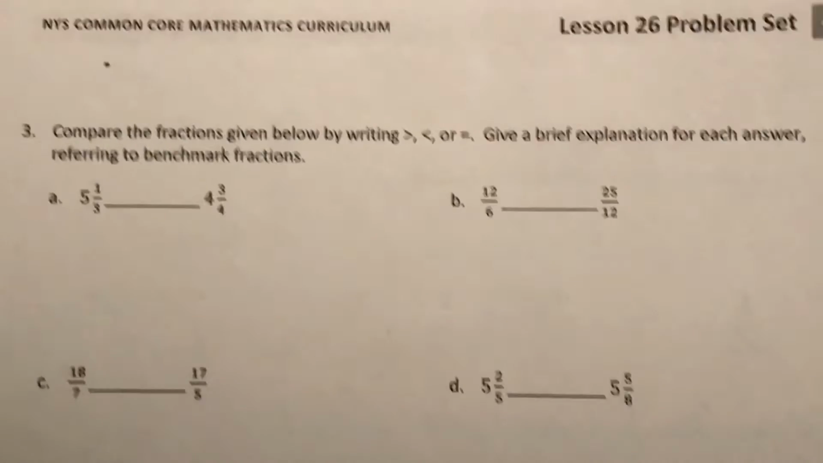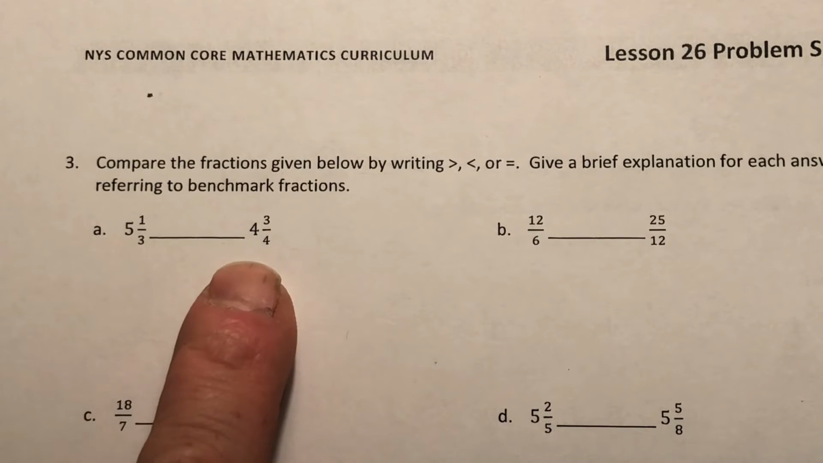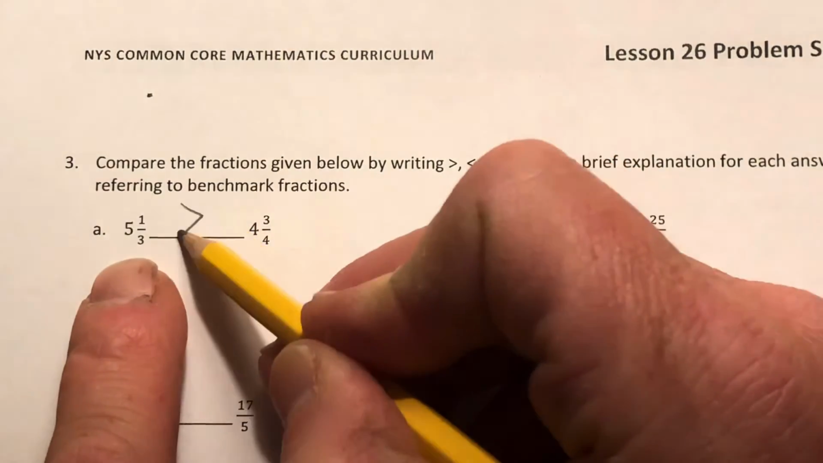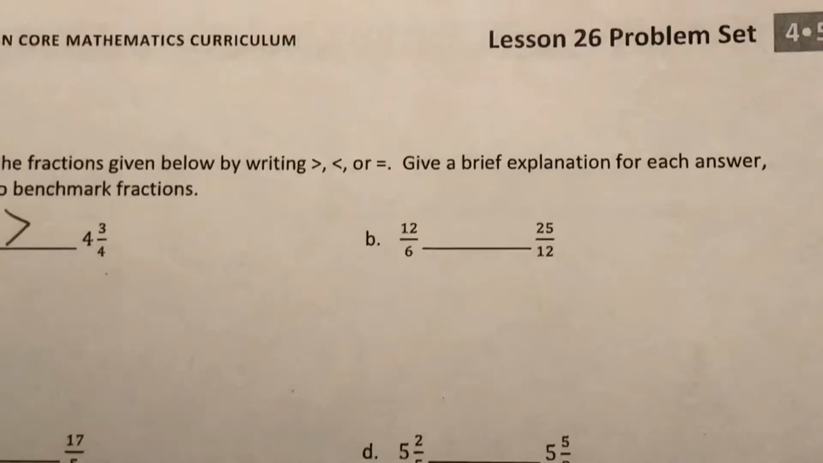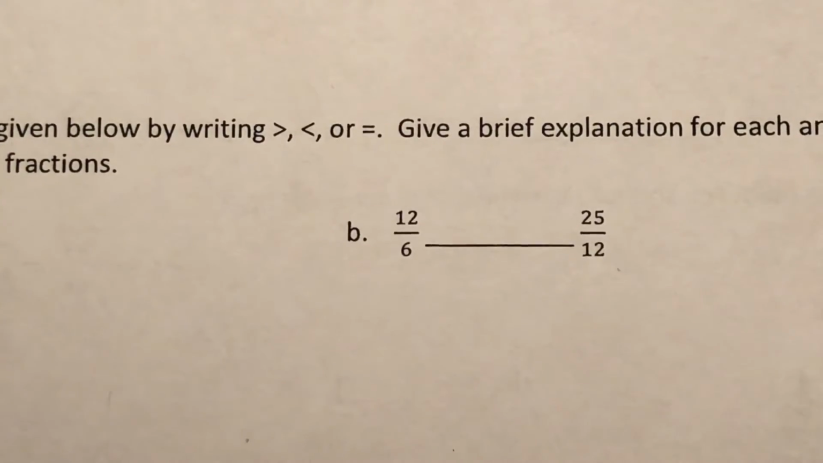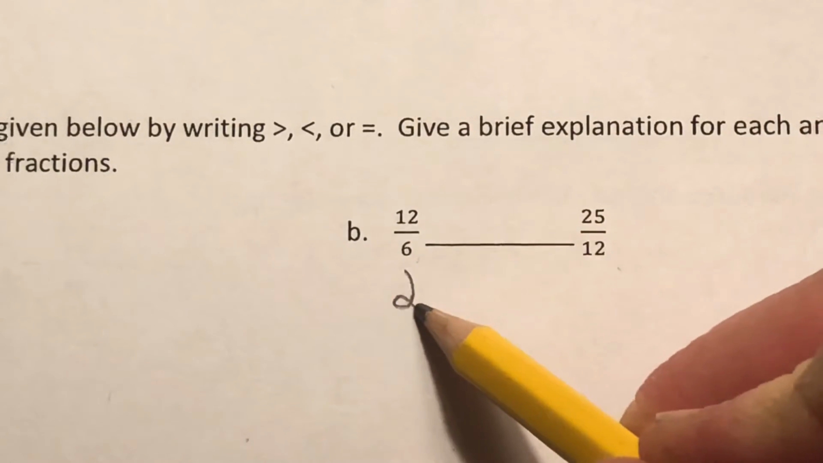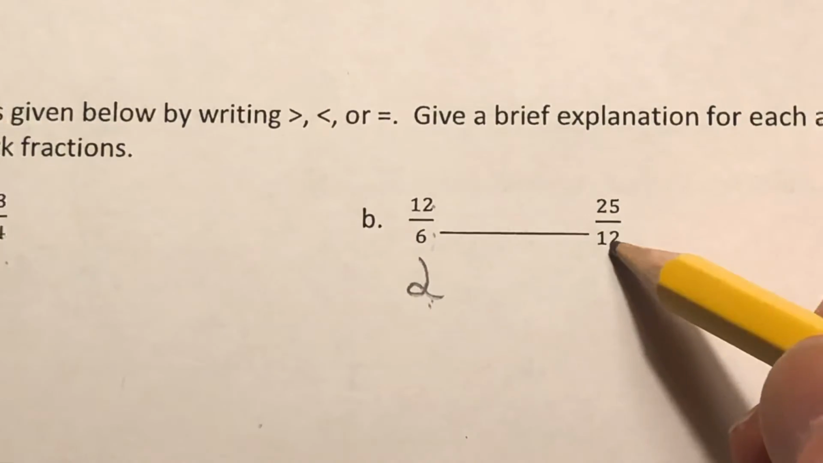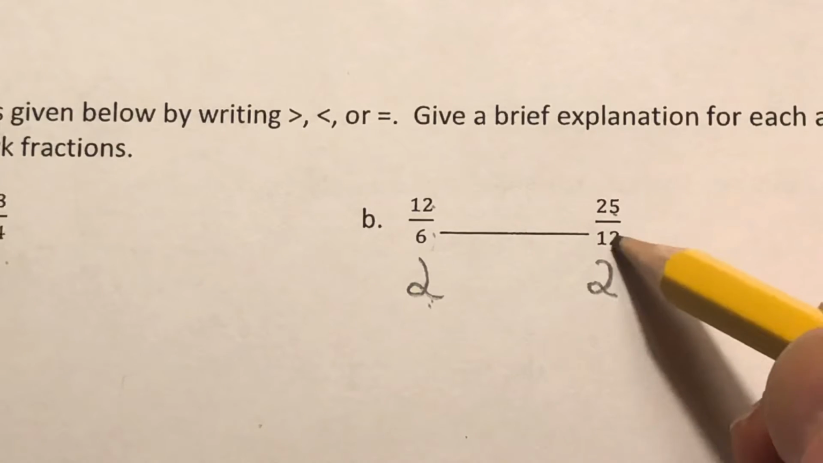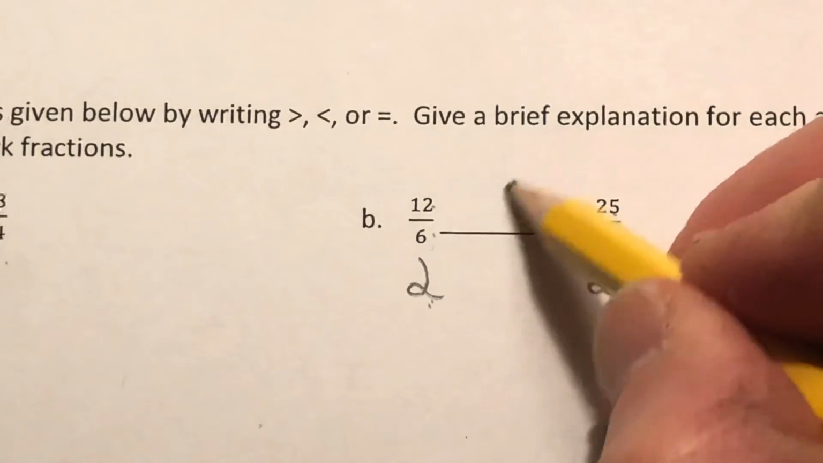So some of these fractions are going to have to convert to whole numbers and or mixed numbers, and some I won't. So 5 1/3 and 4 3/4. I know this one's greater because it's got a bigger whole number. I don't even have to pay attention to the fractions. Here, I got 6/12 and 25/12. This is exactly 2, so I'm going to convert this one to a whole number. 6 goes into 12 2 times, there's no leftover, so it's exactly 2. 25 divided by 12 is 2 with 1 leftover, so it's 2 1/12. This one's just a tad higher.